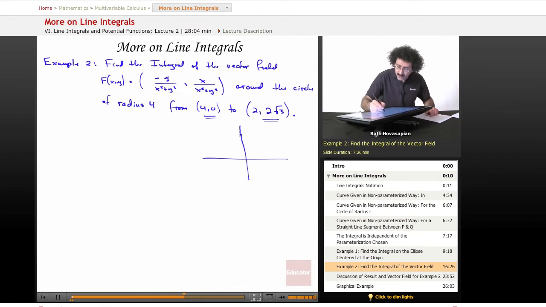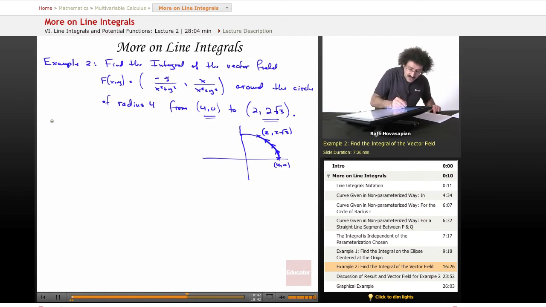so we make sure we understand what we're doing. So we have this circle of radius 4, right? This is 4, that's 4. We know how to parameterize that. That's going to be 4 cosine t, 4 sine t. And what we're doing is we're going from this point, the point 4, 0, all the way to this point right here, 2 radical 3. And we're moving in this direction. That's the parameterization. So our c of t is going to be 4 cosine t, 4 sine t.